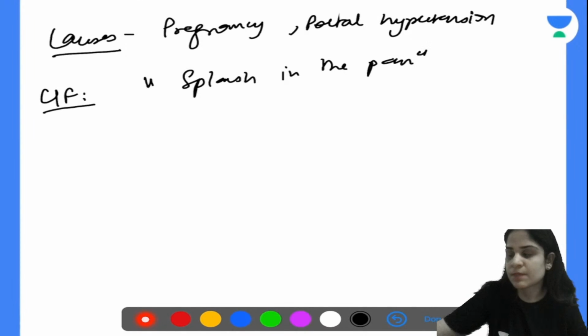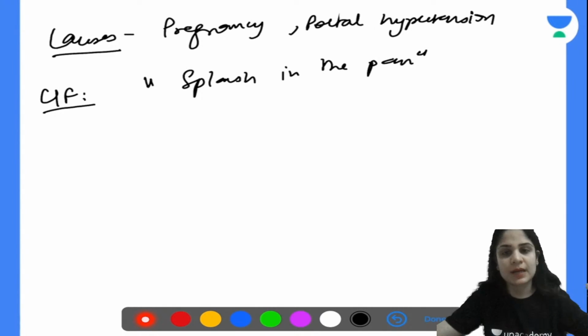Any idea what is a splash in the pan? Splash in the pan means there will be sudden bright and red blood that will go into the toilet during defecation. Okay, it will be bright red and fresh because I told you it is coming from the anal cushions, and the anal cushions contain arterioles. So it is arteriolar bleeding, from the branches of the superior hemorrhoidal artery.